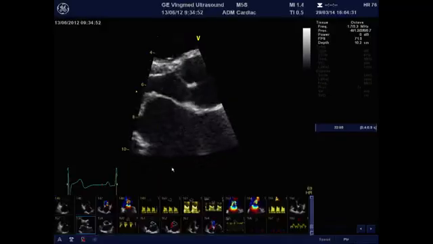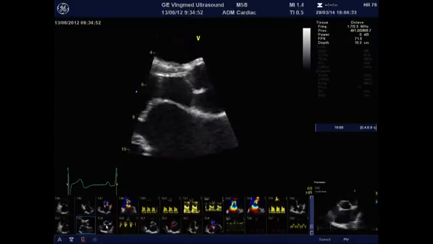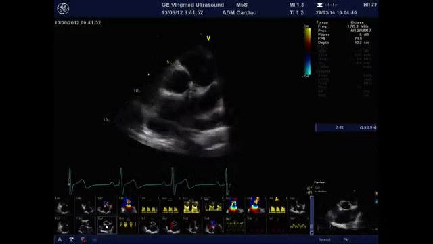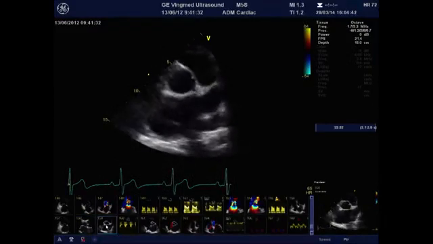This can be applied, as I said, at the level of the LVOT or at the level of the right ventricular outflow tract, because it depends on different measurements that you have to do. It's more prone to measurement errors, and this is why we don't usually do it.